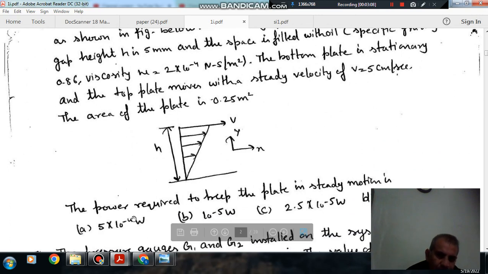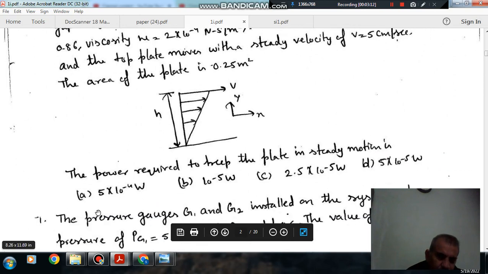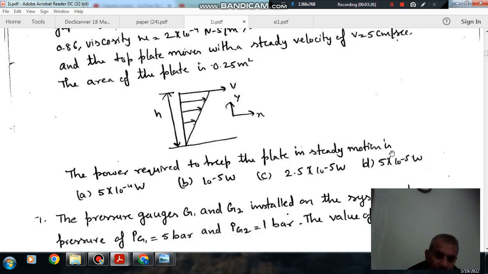0.25 meter square. The power required to keep the plate in steady motion is: option A, 5 × 10⁻⁴ watt; option B, 10⁻⁵ watt; option C, 2.5 × 10⁻⁵ watt; option D, 5 × 10⁻⁵ watt.